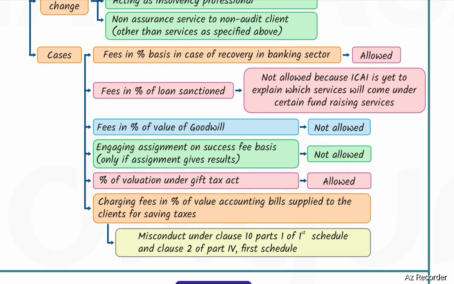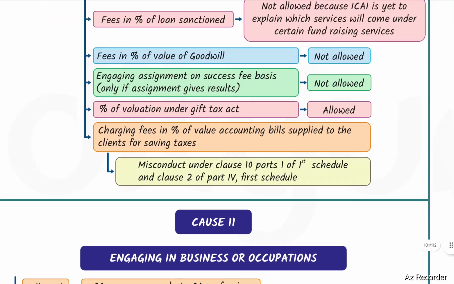Engaging assignment on success fees basis: success fees basis only if assignment gives results. This is contingency, so not allowed. Percentage of valuation under Gift Tax Act allowed. Charging fees in percentage of value of accounting bills supplied to clients for saving tax. This is a misconduct under clause number 10 of Part 1 of First Schedule, and clause number 2 of Part 4 of First Schedule.